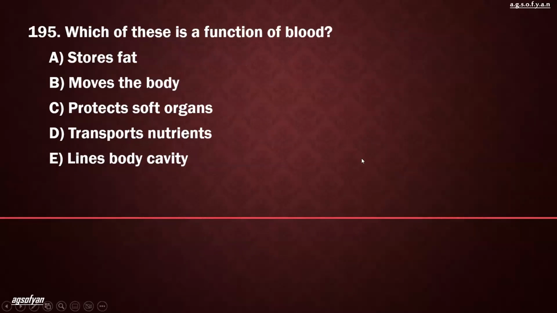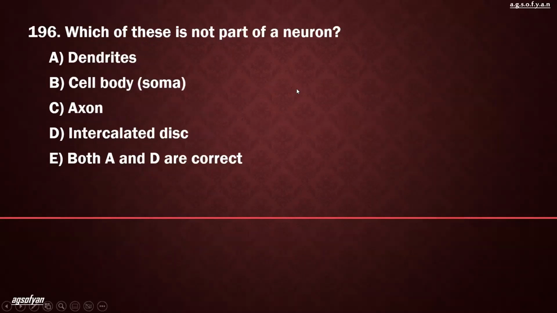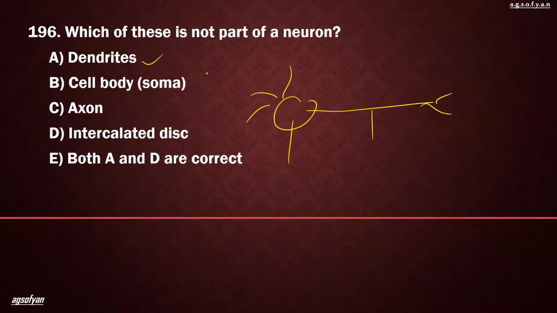Which is a function of blood? Blood, what do they do? They carry oxygen and nutrients. They transport nutrients. Which of these is not part of a neuron? Remember neuron? There are three parts: dendrite, cell body, axon. Which one is not? Of course, it is the intercalated. This is not part of a neuron.